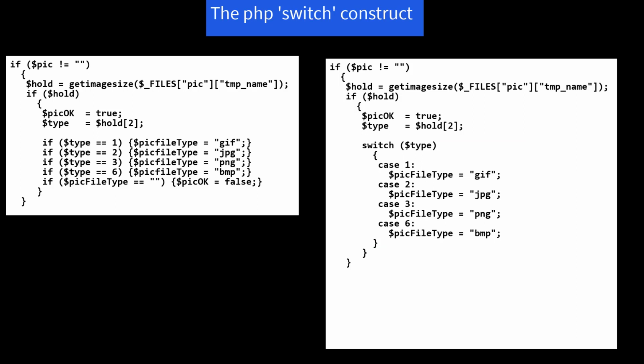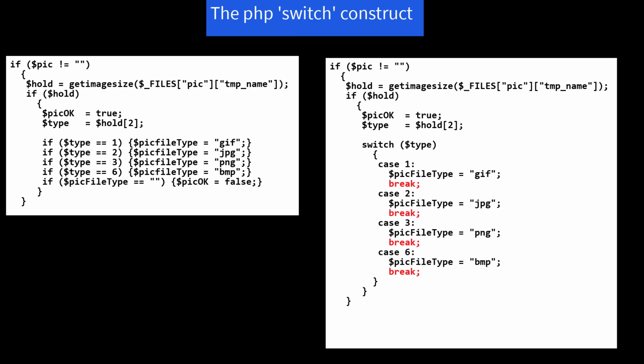So the value in $type is evaluated just once, and that value is compared against each case value. If there is a match, then statements after the case are executed. Problem: once there is a match, all following statements are executed, even statements in the following case tests. Yikes. Solution: the break statement exits the switch construct, so the better solution is, and here's our construct again, but you notice the second statement after each case is break. Break says leave the switch construct.